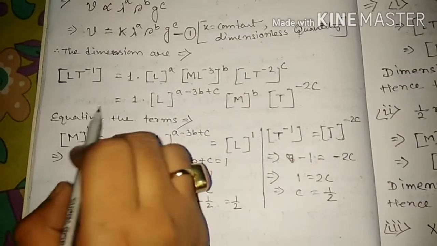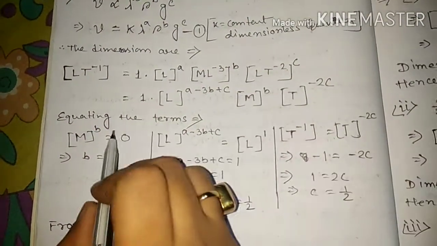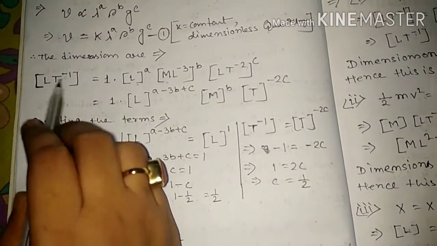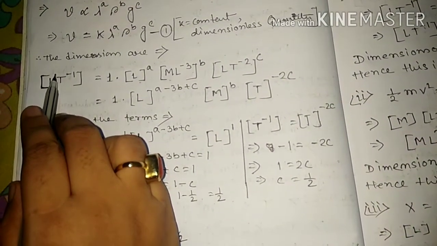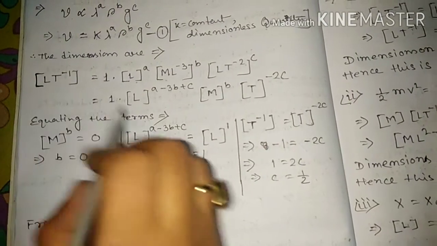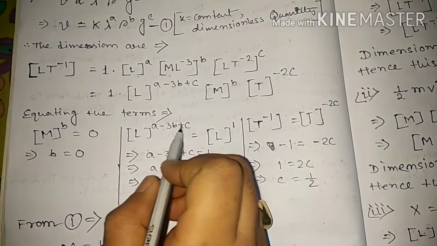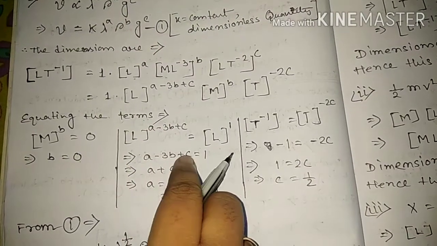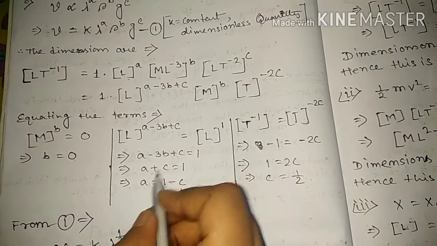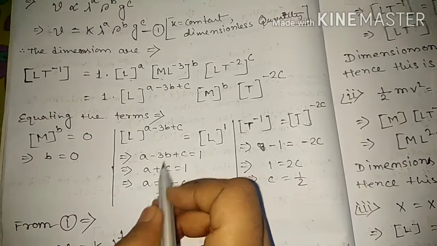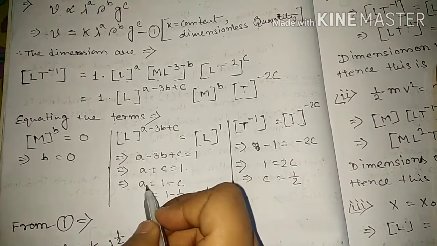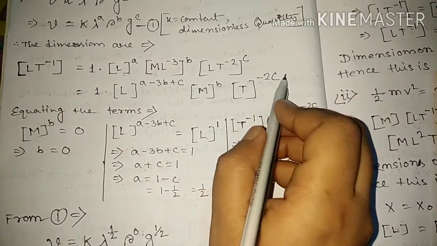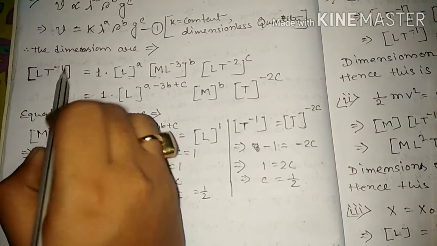No m term is there on this side, that means m to the power b equals 0, so b equals 0. Now for the L term, no power is written here, that means 1, so L to the power a minus 3b plus c equals L to the power 1. So a minus 3b plus c equals 1, and since b equals 0 this term is cancelled, a plus c equals 1, or a equals 1 minus c. Now the third one, t to the power minus 2c equals t to the power minus 1.